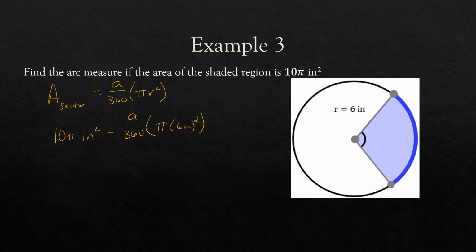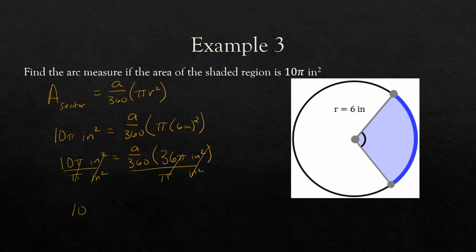So we're just going to work this algebraically. We have 10 pi inches squared on one side, and this fraction. And then on the inside, I'm going to square 6 inches, and that's 36 inches squared. And I'm going to put that pi next to it, so 36 pi inches squared. I'm going to go ahead and divide by pi and get rid of that on both sides. And the same way that we can get rid of pi, because pi is just a number, we could also get rid of our inches squared. Both sides have inches squared, so you can just divide that out.